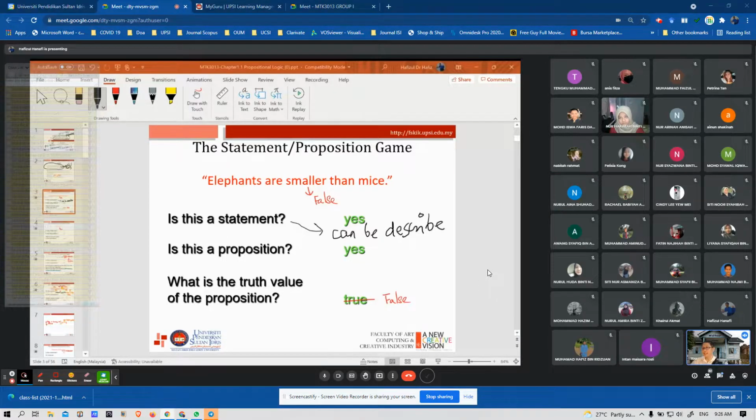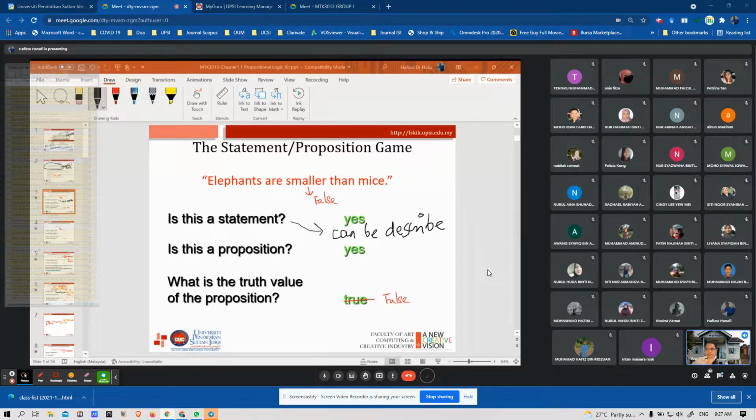Bukan. Dia adalah expression for the statement judgment. Lepas tu nanti baru kita akan dapat truth value. Truth value sama ada true ataupun false. Okay, proposition ni dia akan menerangkan statement, yang akan kita express later on, either the statement is true or false.